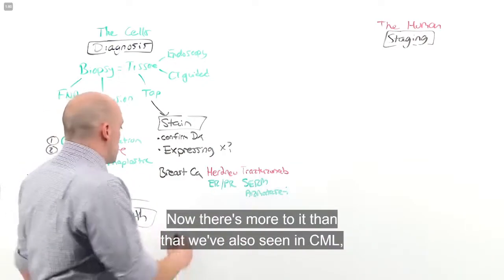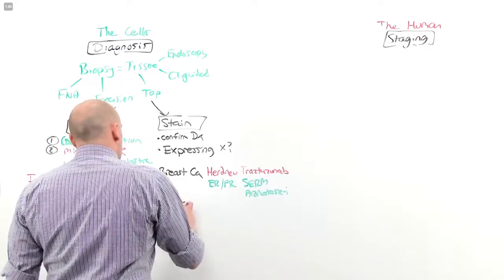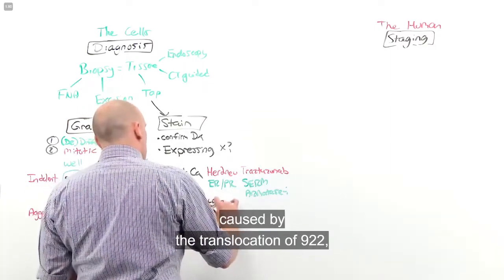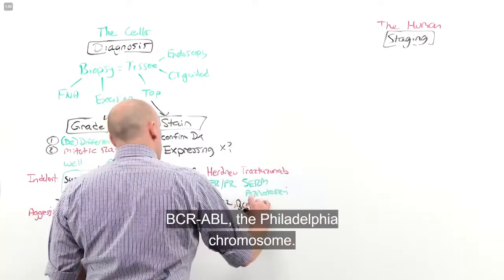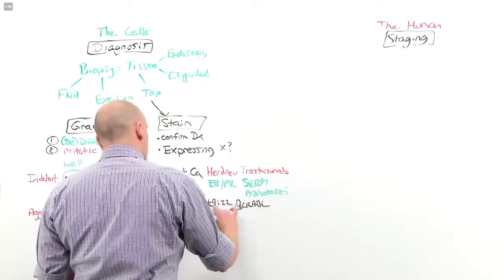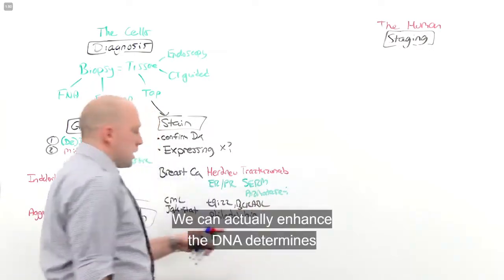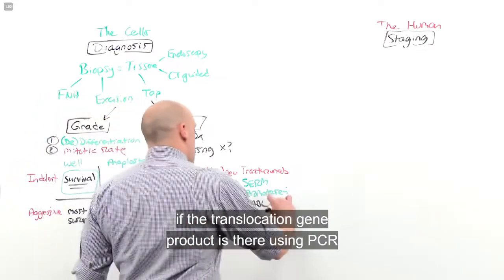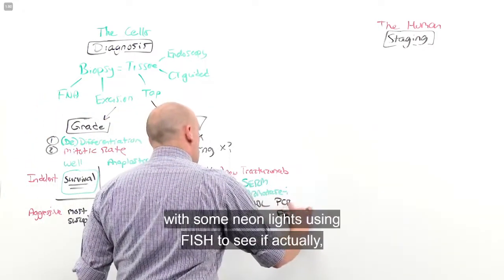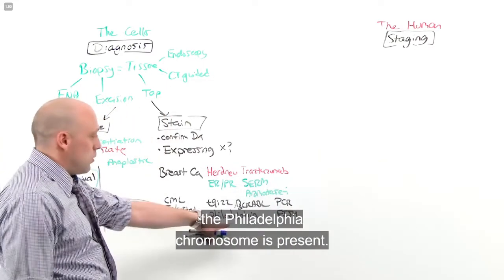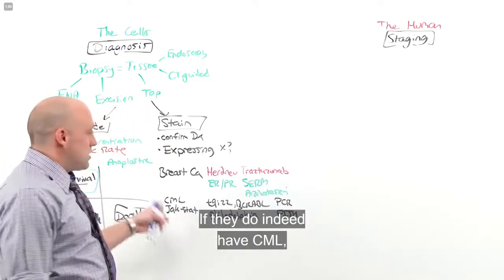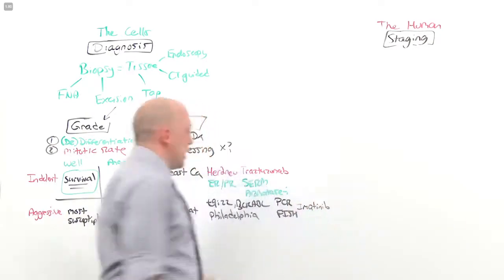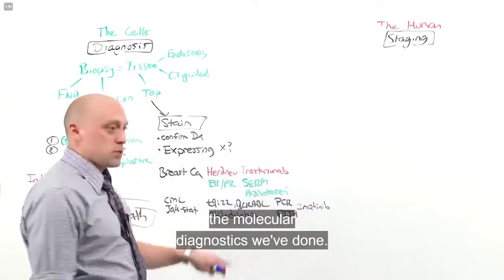Now, there's more to it than that. We've also seen in CML, the JAK-STAT receptor tyrosine, caused by the translocation t(9;22), BCR-ABL, the Philadelphia chromosome. We can actually enhance the DNA to determine if the translocation gene product is there using PCR. Or we simply can just light up a karyotype with some neon lights using FISH to see if the Philadelphia chromosome is present. If they do indeed have CML, we have imatinib. Again, tailoring our therapy based on the molecular diagnostics we've done.